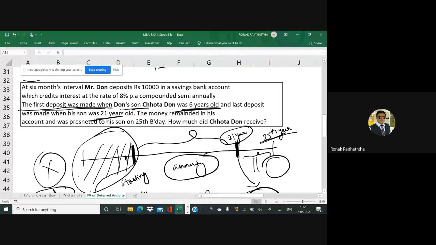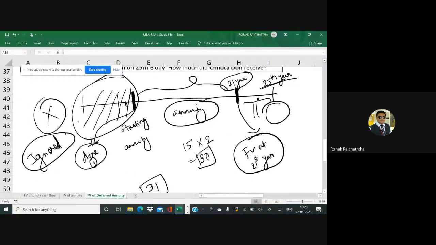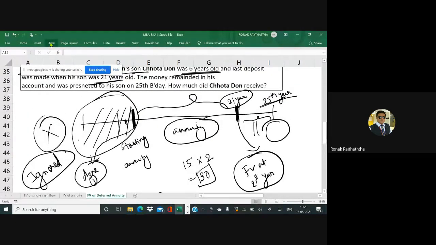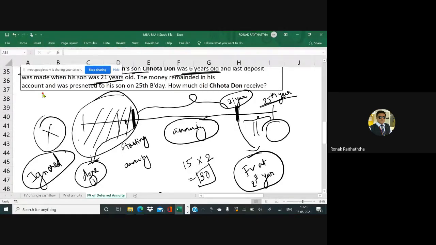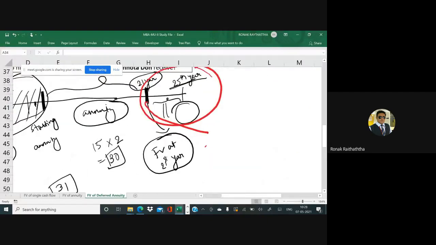Okay, good. Now let's go to the timeline again. I'm changing my pen color, the color of my Brahmastra. Now this is the period for which you will again get the interest. You have got the FV at the end of the 21st year. This is the amount you have got, 5.93 lakhs, right? Then you will keep it invested for further 4 years, right? You will get the interest for that too.